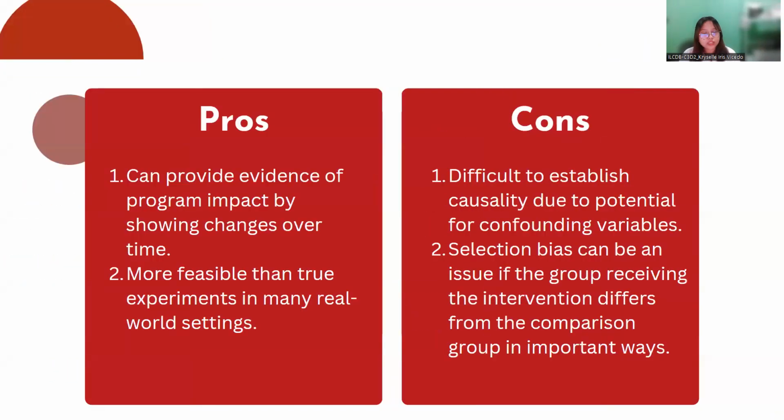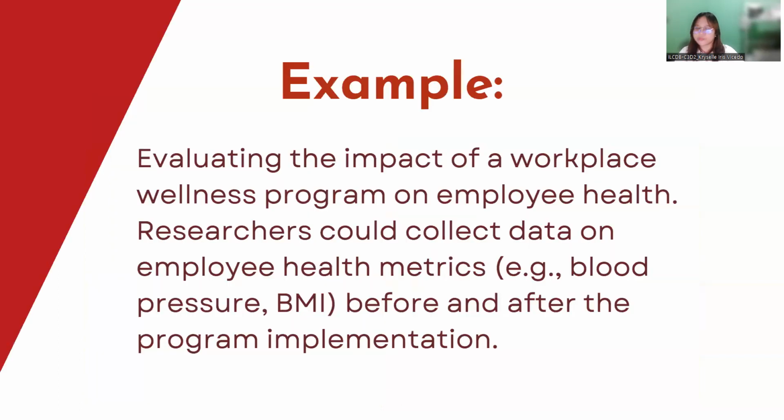For the pros, it can provide evidence of program impact by showing changes over time, and it is more feasible than true experiments in many real-world settings. As for the cons, it is difficult to establish causality due to potential for confounding variables, and selection bias can be an issue if the group receiving the intervention differs from the comparison group in important ways.